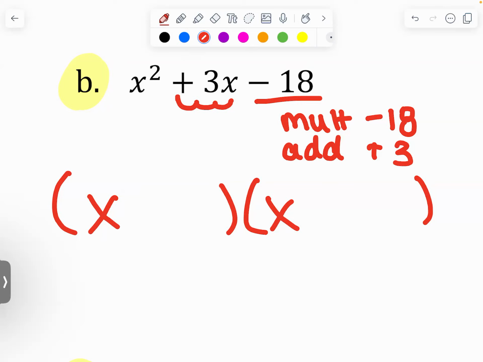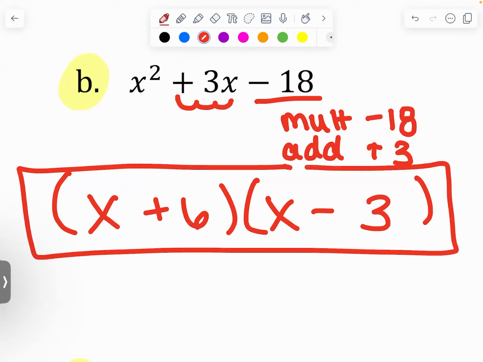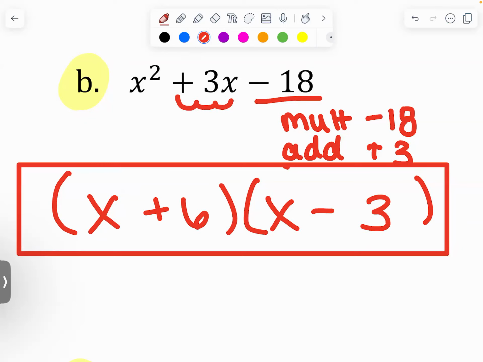All right, what are your numbers? Multiply to negative 18 and add to 3. 6 and negative 3. Is this what you have? x plus 6 times x minus 3? Okay. So how about you factor letter C for me?